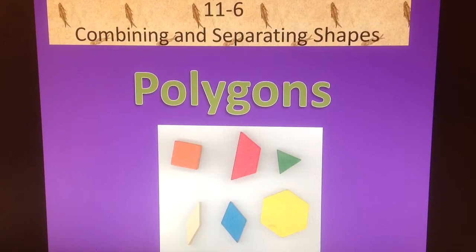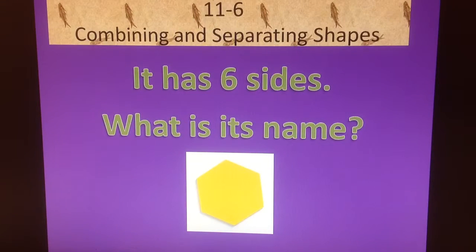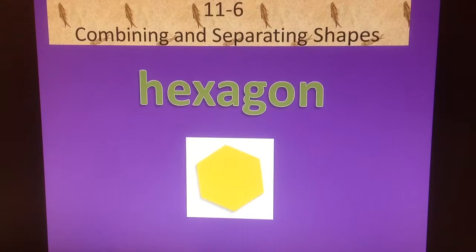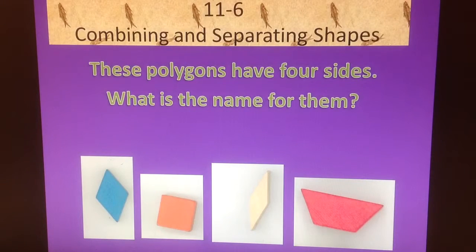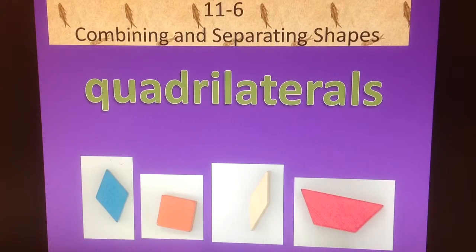These shapes are called polygons. They're closed and they're made of line segments, no curves. This one has 6 sides. What is its name? It's a hexagon. These polygons have 4 sides. They don't all look the same, but they all do have 4 sides. What is the name for shapes with 4 sides? Quadrilaterals is the name for shapes with 4 sides.